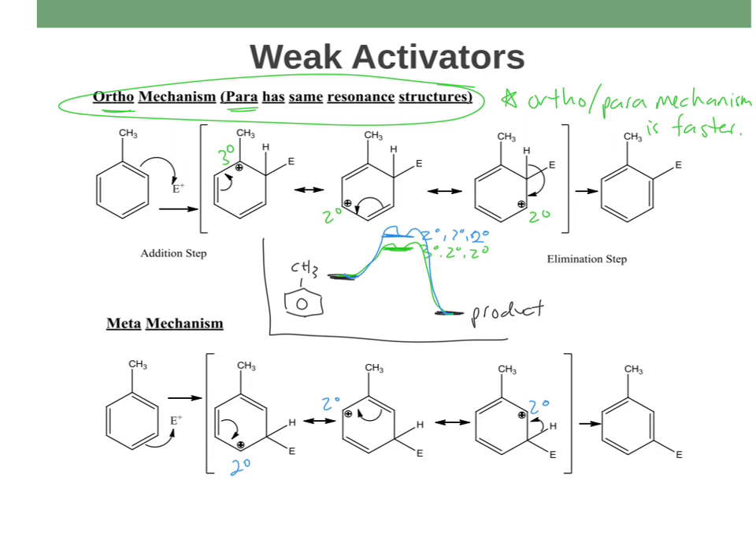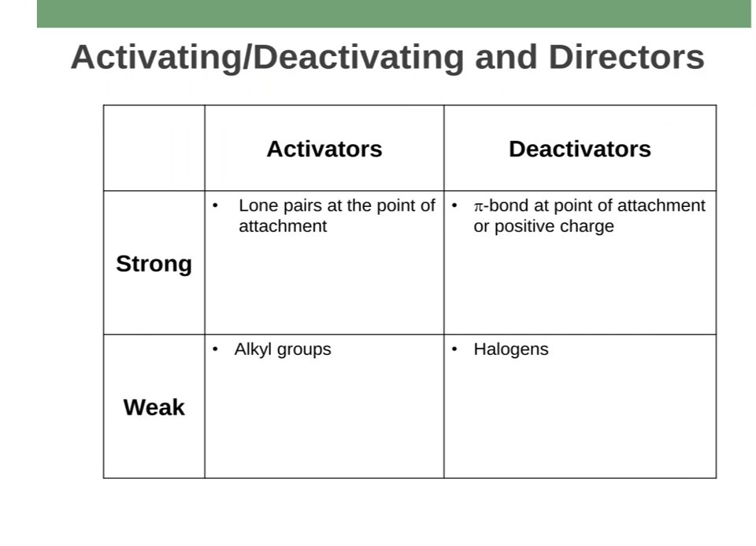Because that intermediate is lower in energy, because you get a carbocation on a tertiary carbon, in meta, you just can't do it. Neither of those positions do. So the meta reactions are just slower, so we don't see a lot of meta additions for these electrophilic aromatic substitutions. So let's go back and let's add stuff to these, right?